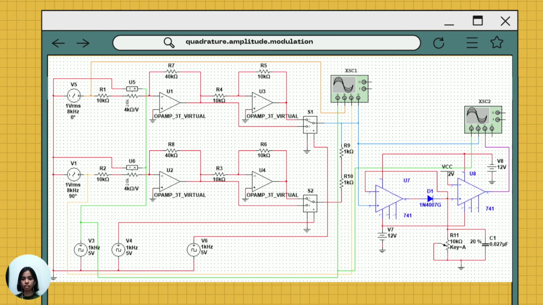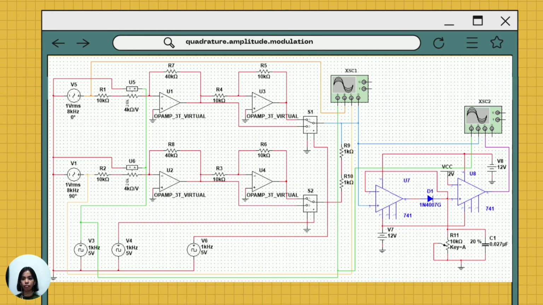The QAM modulator circuit is composed of a clock voltage with a pulse of 5 volts and frequency of 1 kHz that serves as the input signal or modulating signal. The modulator circuit also uses two AC power sources. The first one has a value of 1 VRMS, 8 kHz with 0-degree phase shift, referred to as the in-phase wave, while the second one, called the quadrature wave, has the same VRMS and frequency, but is shifted by 90 degrees with respect to the first.